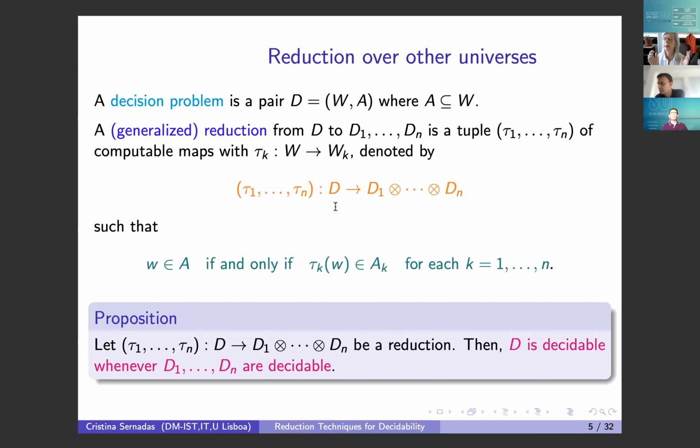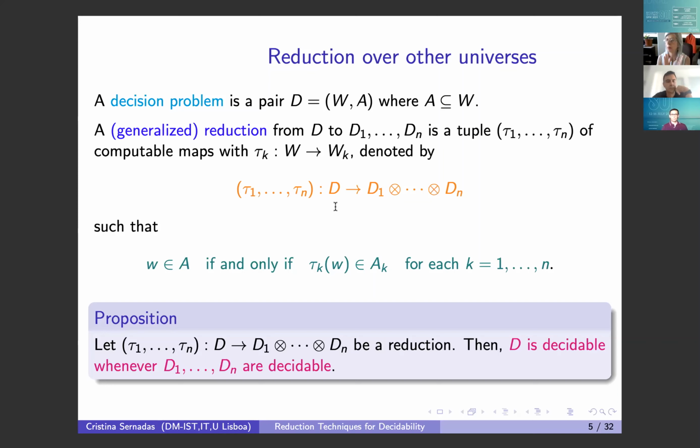So assume that I take as my universe a certain W. I have a decision problem, which is a pair. The first component of the pair is the universe I'm adopting, which is W. And then I'm taking an A, which is a subset of W. And basically what I want to know is whether or not A is decidable in the context of W. So there are many ways in which you can prove decidability. As I said, I will concentrate only on reduction.